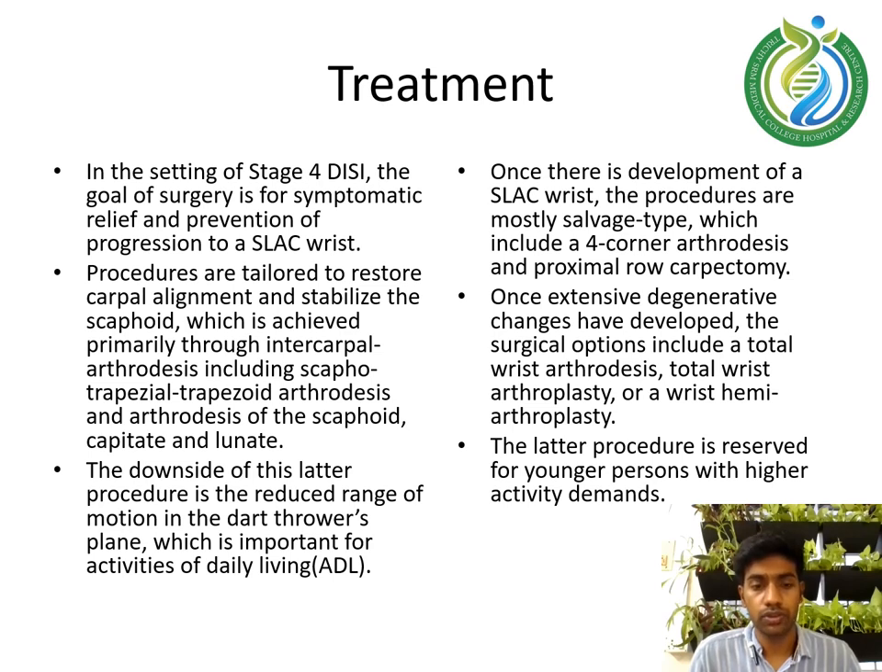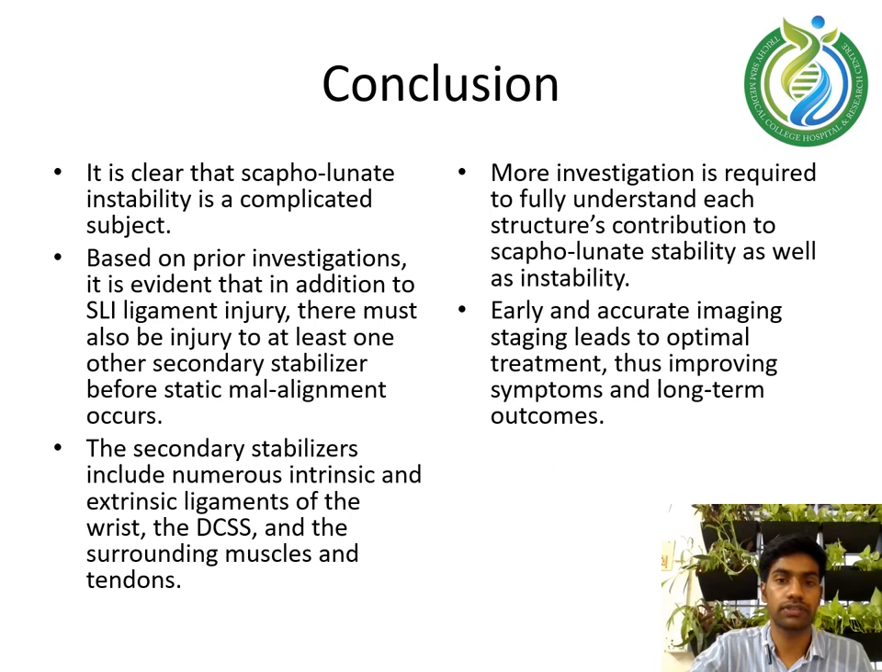The downside to this procedure is reduced range of movement in the dart thrower plane, which is important in the activities of daily living. Once SLAC wrist has developed, the procedures, which are mostly salvage type, include four corner arthrodesis and proximal row carpectomy. Once extensive degenerative changes have developed, surgical options include total wrist arthrodesis and total wrist arthroplasty, or a wrist hemiarthroplasty can be performed. The latter procedure is reserved for younger individuals who have higher activity demands.